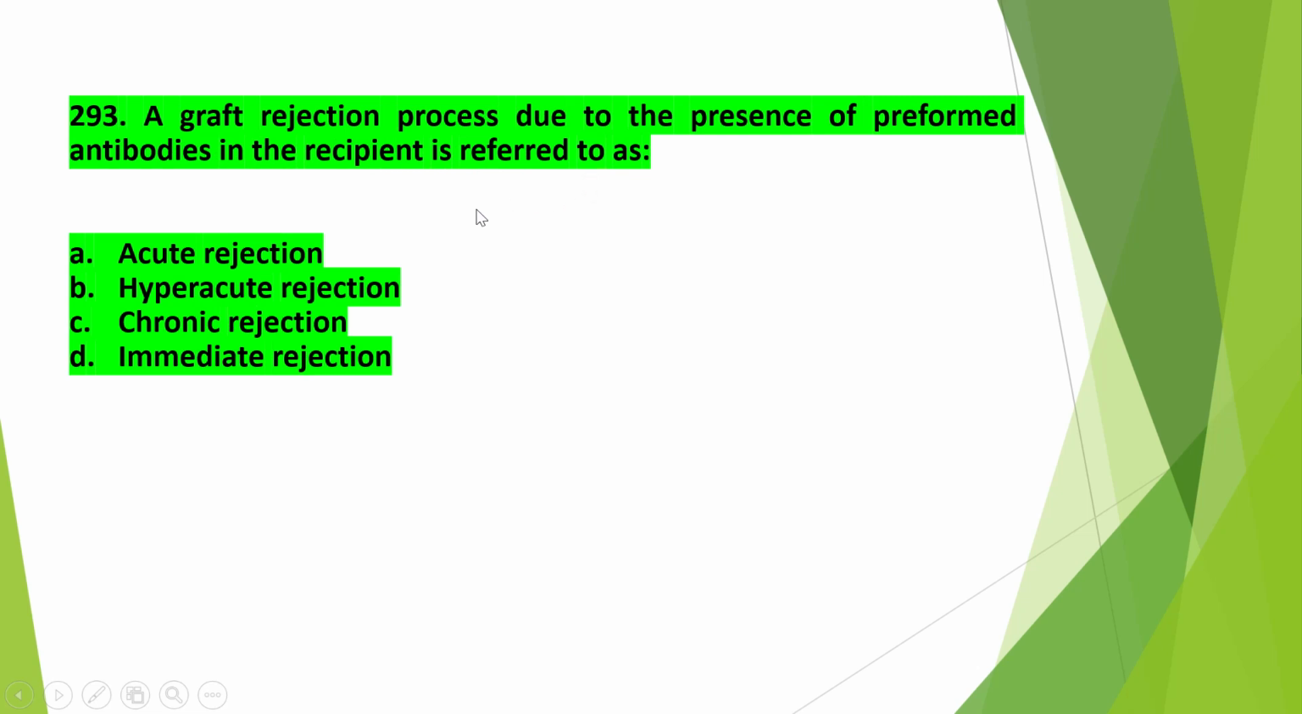So the next one is, the graft rejection process due to the presence of preformed antibodies in the recipient is referred to as acute rejection, hyperacute rejection, chronic rejection, or immediate rejection. The right one is option B, hyperacute rejection. That is, a graft rejection process due to the presence of preformed antibodies in the recipient is referred to as hyperacute rejection.